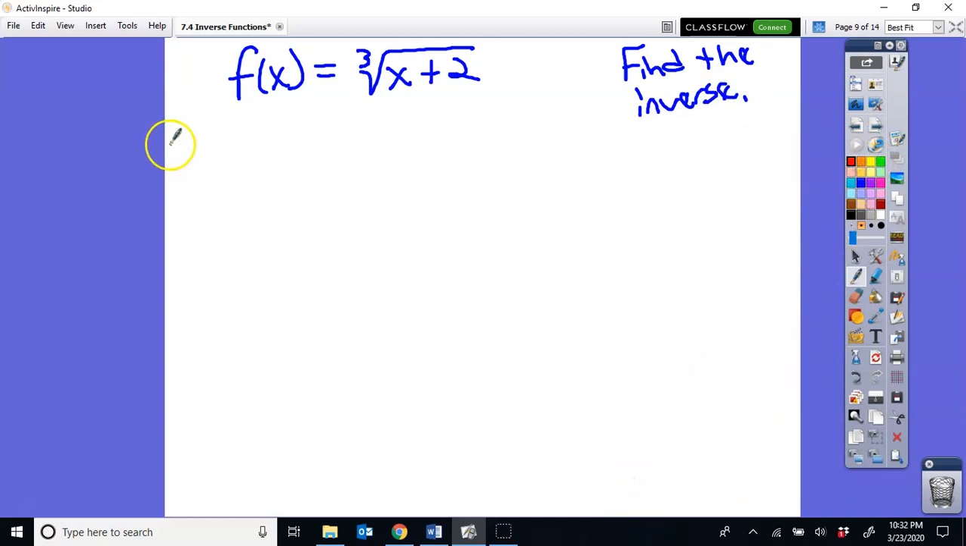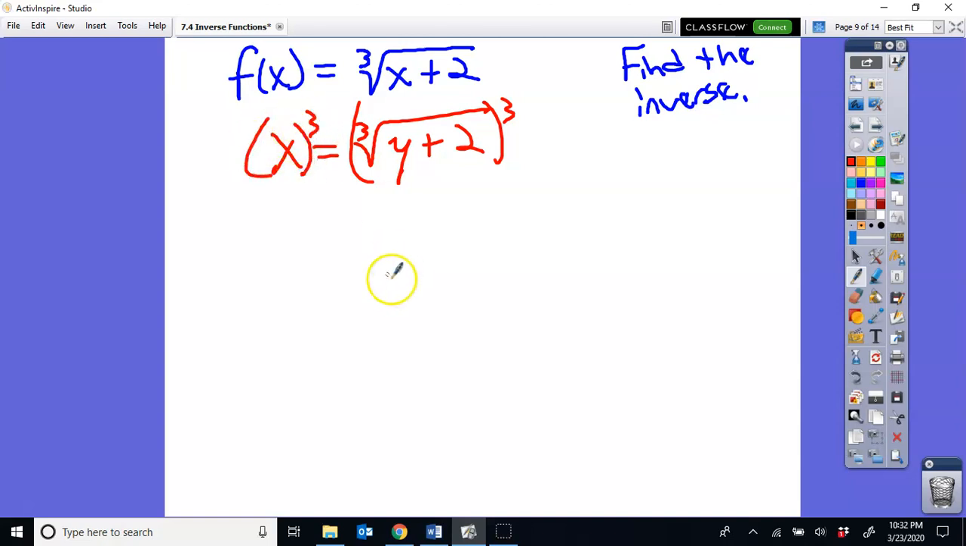So just like all the other ones, we find the inverse. We switch the x and the y. So we switch them on the paper, literally, their places. And then we solve for y. Now, if you'll notice, this one is a cube root around all this stuff. This goes back to earlier in the chapter when we solved radical equations. How do we get rid of a cube root? We cube both sides. So I'm going to cube both sides.